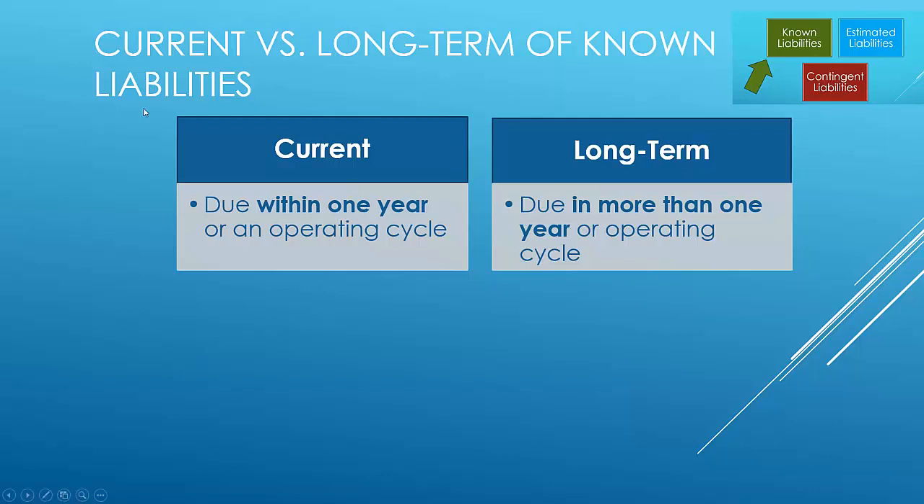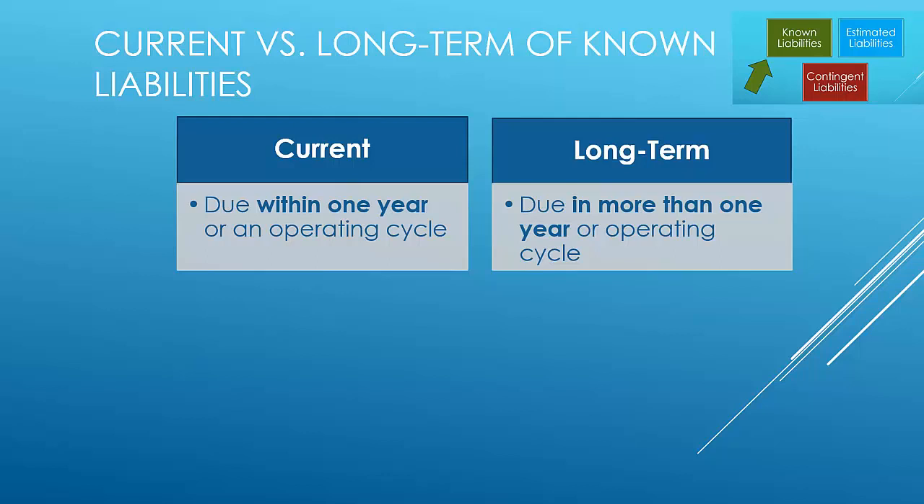So one of the types is a current liability, meaning that it's due. So the amount that we owe is due within 1 year or one operating cycle, whichever is longer. So an operating cycle means the cycle that it takes me to produce revenue.